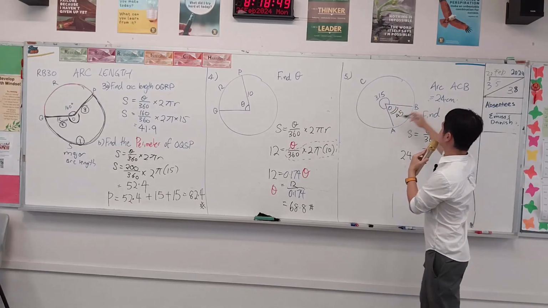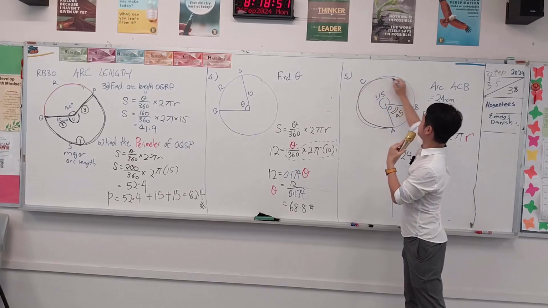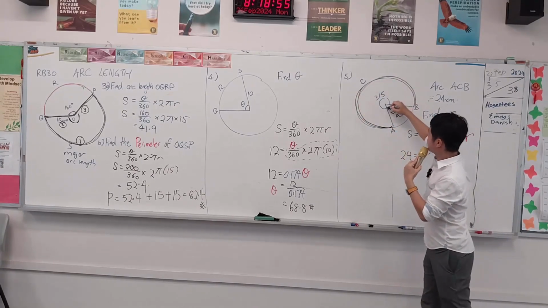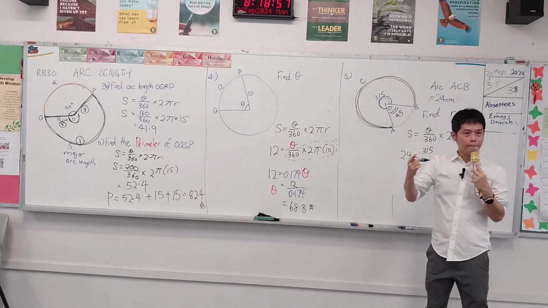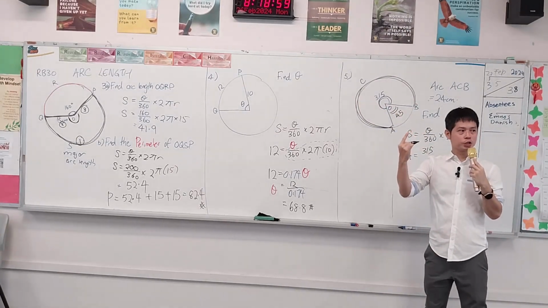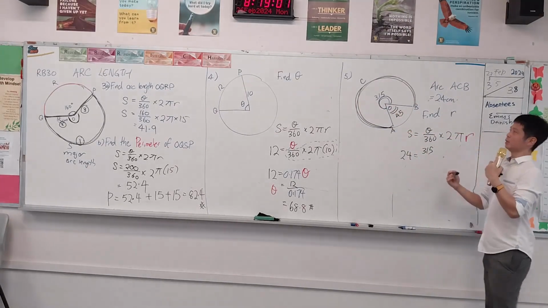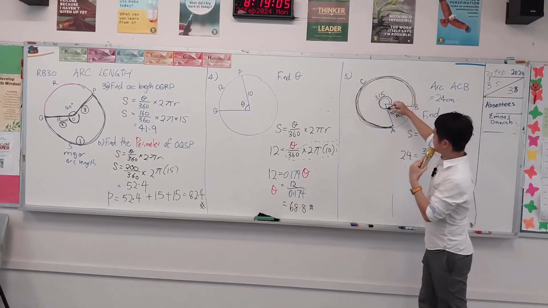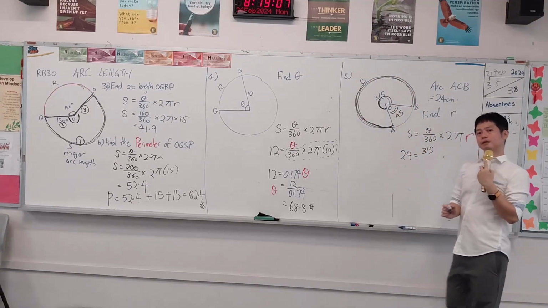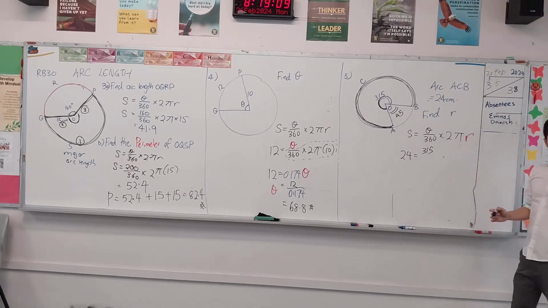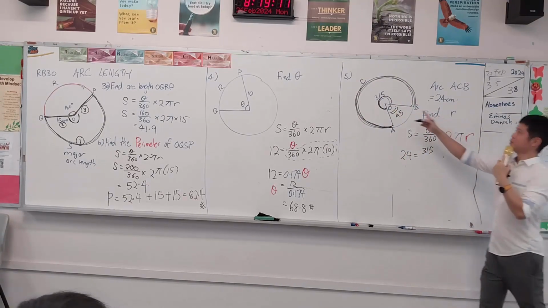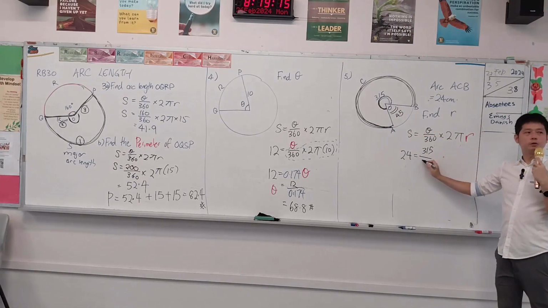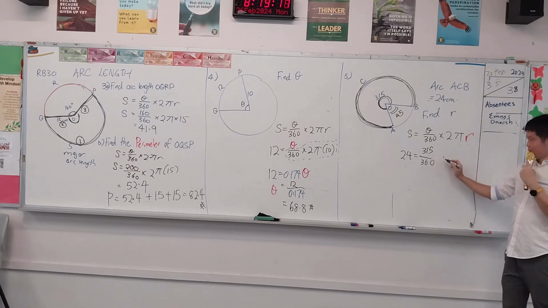They are asking you to find arc ACB. So how you check as a student? The arc ACB and the angle must have the same shape. Must have the same shape. Again, the arc length that you're finding and the angle that you're using must have the same shape. So which angle am I using one last time? 315 or 45? 315. Please don't mix this up.